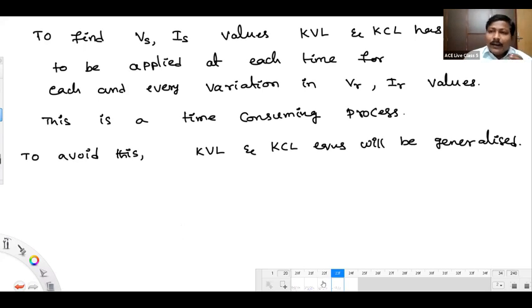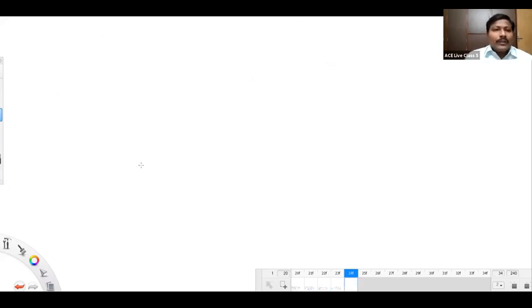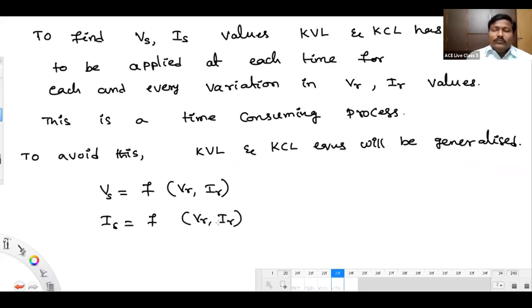Generalized in the sense that my interest is to write the sending end voltage Vs as a function of VR and IR, and the sending end current Is as a function of VR and IR. Like that we are going to write. Maybe these two functions are a little different. Let's call the functions F1 and F2.